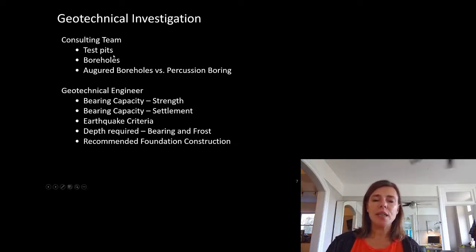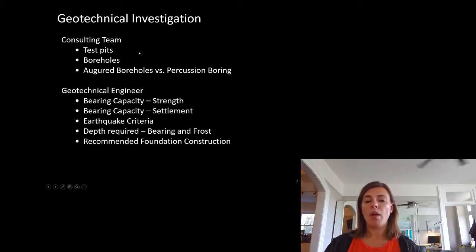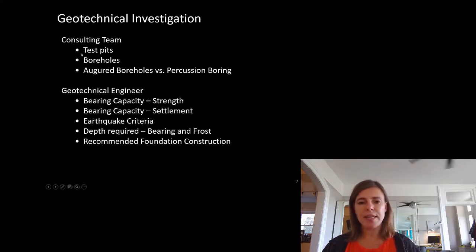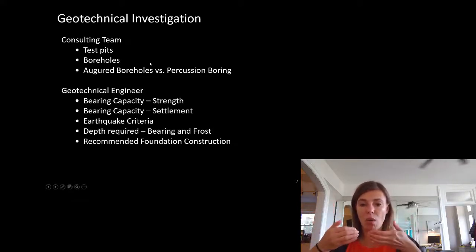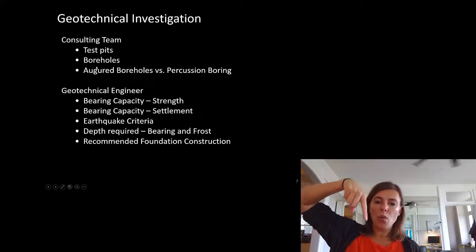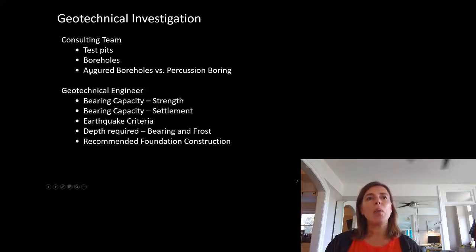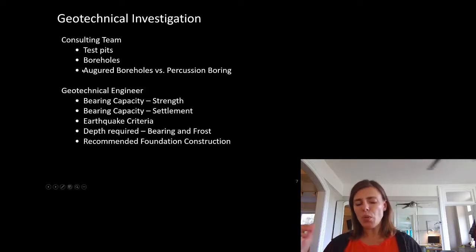The consulting team will create a report and say, geotechnical engineer, here's what the owner needs from you, or a terms of reference. And they'll say, we need test pits, this many test pits at places where they literally dig a hole and see what the soil's like. Or we need boreholes, where we dig down a little bit and pull the soil up and test it. We can add in auger boreholes or percussion boreholes. Those are just fancier borehole types.